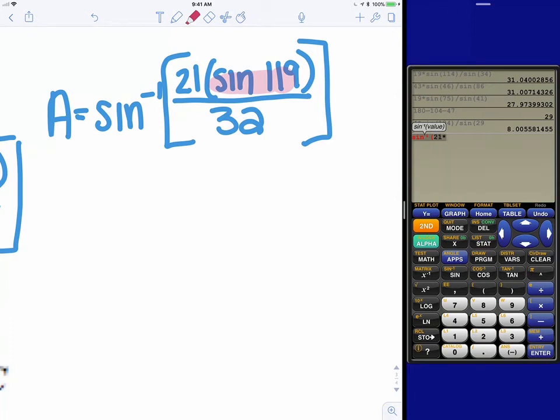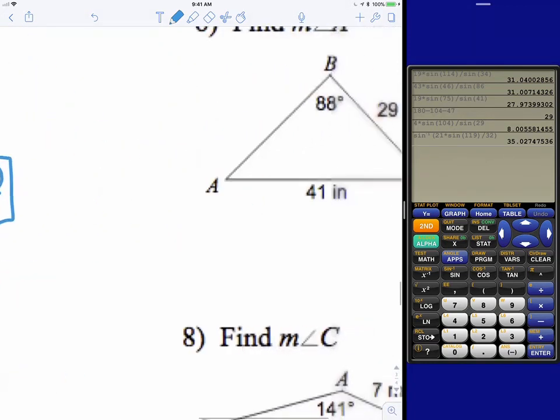21 times the sine of 119, close parentheses, and then divide by 32, close my parentheses. So the answer is 35 degrees. Angle A is about 35 degrees. All right, let's try another one like that.